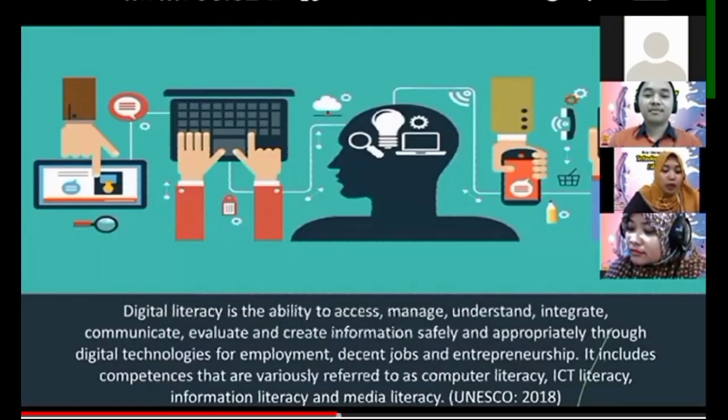Okay. Meanwhile, when we talk about the definition of digital literacy in general, UNESCO proposed that digital literacy is the ability to access, manage, understand, integrate, communicate, evaluate, and create information, and so on. It includes competencies that are variously referred to as computer literacy, ICT literacy, information literacy, and media literacy. So from this definition, we know that ICT is also part of digital literacy. Okay, next please.